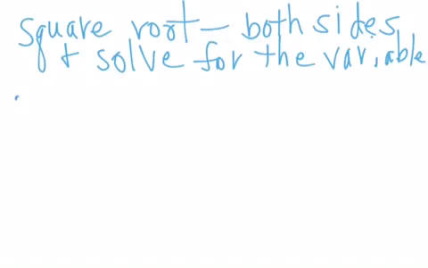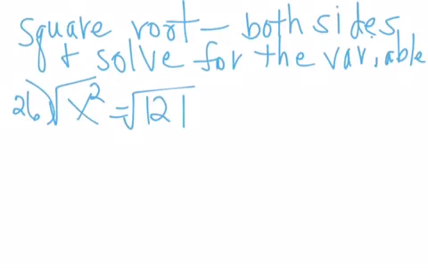So 26 has x squared equals 121. This is already squared on the left, so I can take the square root of both sides. So I have x equals, I wrote the square root, so it's plus or minus, and the square root of 121 is 11.